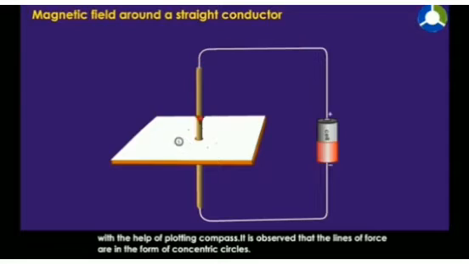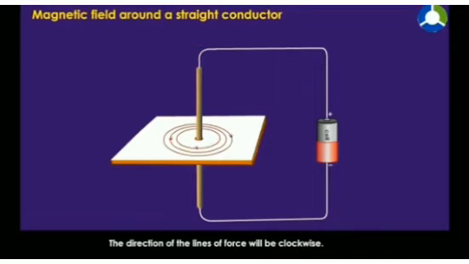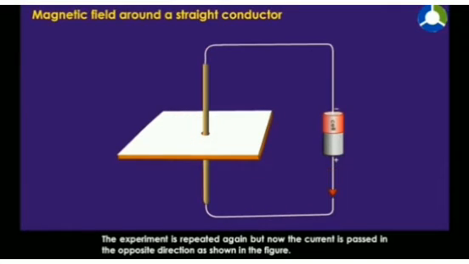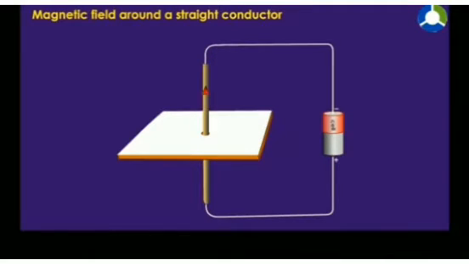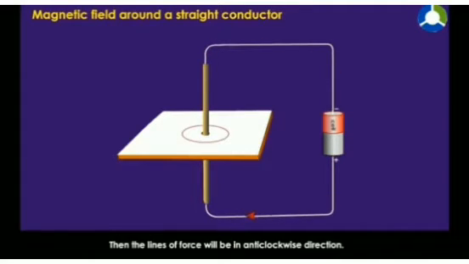It is observed that the lines of force are in the form of concentric circles. The direction of the lines of force will be clockwise. The experiment is repeated again, but now the current is passed in the opposite direction as shown in the figure. Then the lines of force will be in anti-clockwise direction.